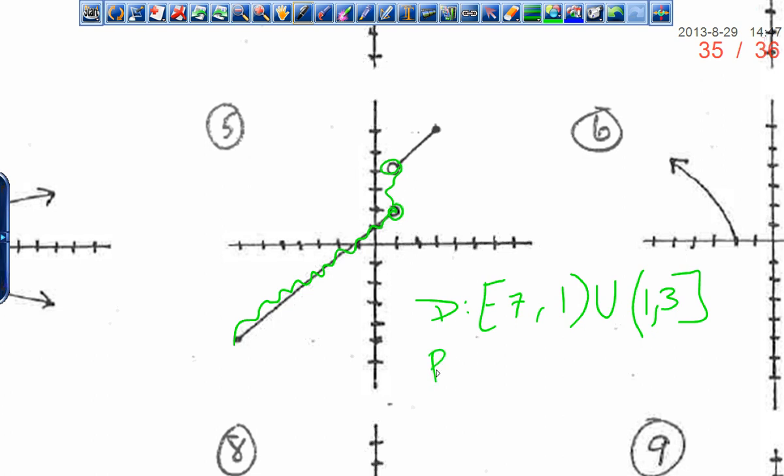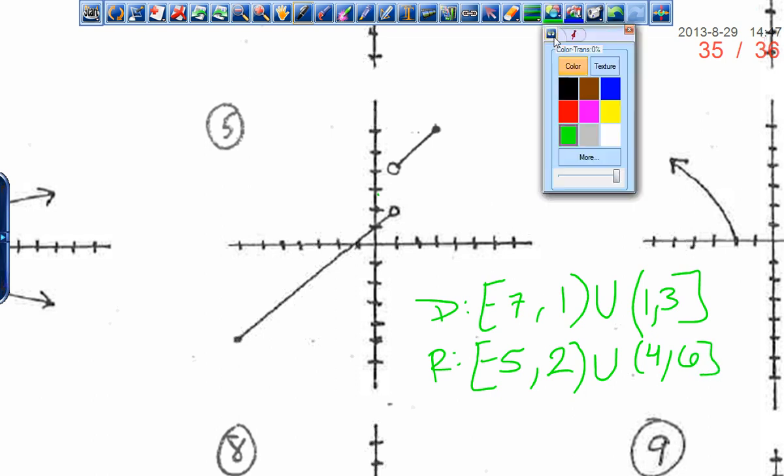Okay, range. Start at my bottom. -5. Bracket, parentheses. Brackets. Bracket to 2. Parentheses. Union or no union? Yeah. Union. And then I'm jumping up. I'm skipping 3. I'm going to 4. And I stop at, is that 6? Yes. Bracket.